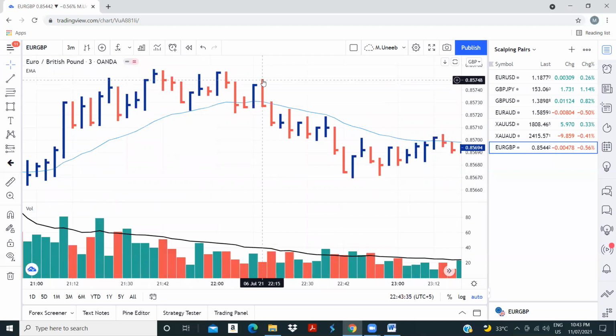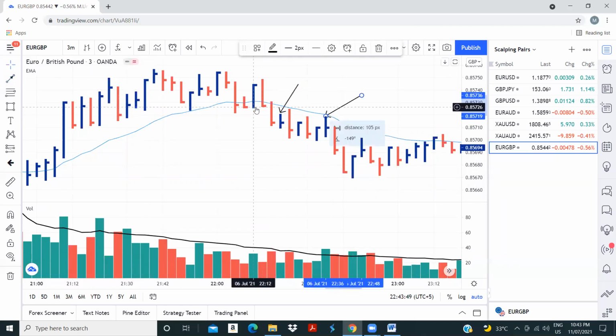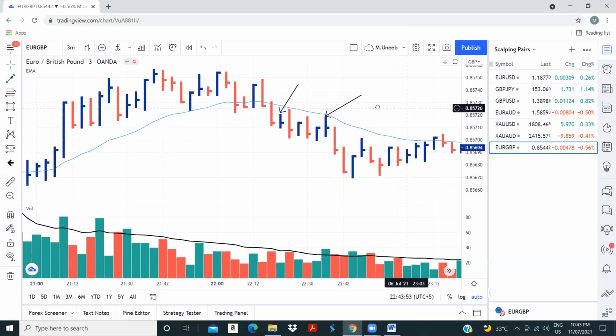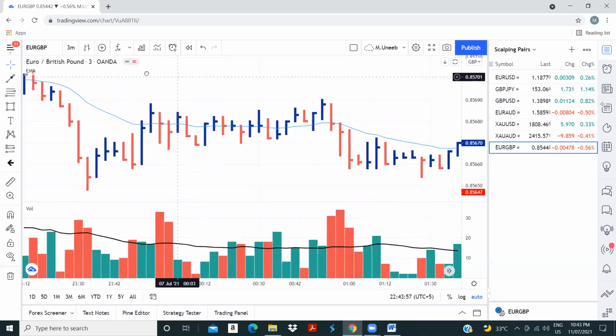This is a 2-bar reversal. Test is required. Here you can see the test. No demand here. This one is a test. So this one is tested over this area. Do you understand? And now let's find more.